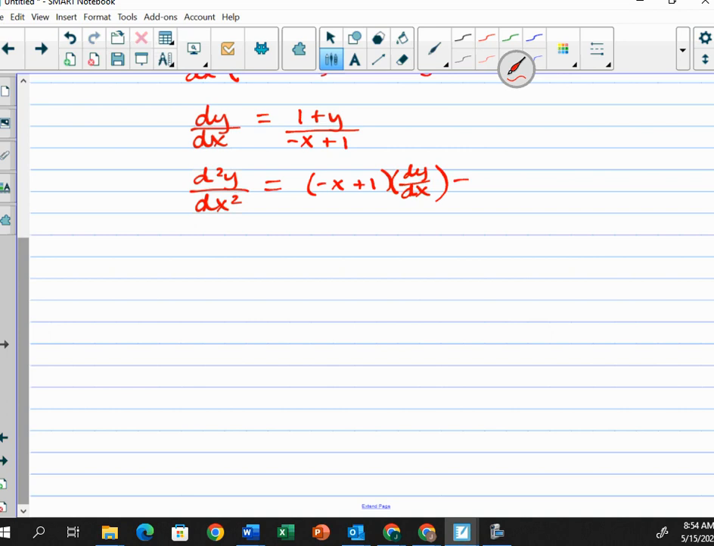Minus numerator, so 1 plus y, times derivative of the denominator. So what's the derivative of your denominator? Negative 1. Okay. All over what? Okay, so negative x plus 1 quantity squared. Okay. So we have a dy dx in the middle of this that we need to simplify.